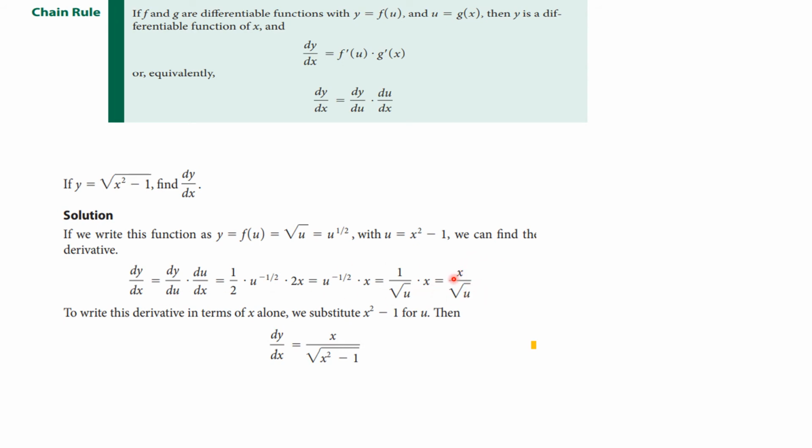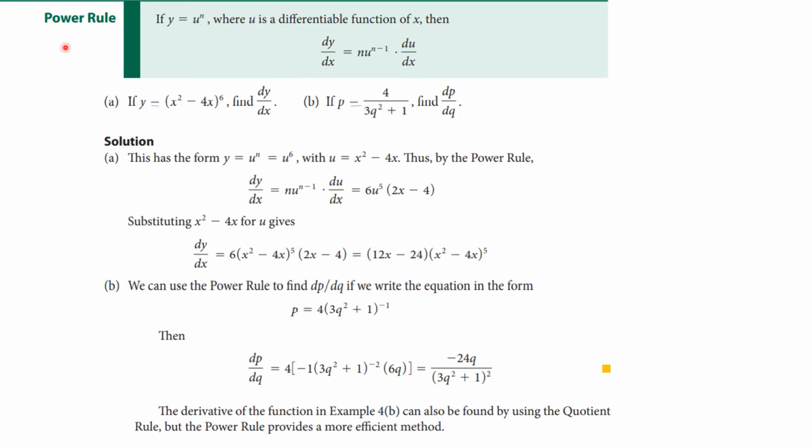Now if we want to write this derivative in terms of x, then we can substitute u is equal to x square minus 1. So then we get dy by dx is equal to x by root over x square minus 1. This is the power rule.